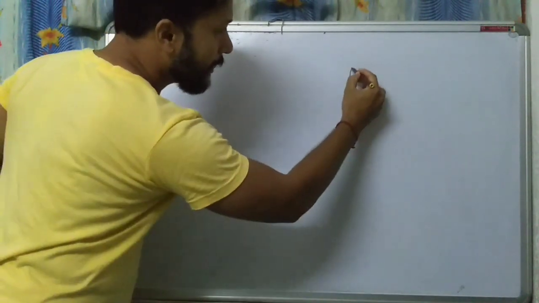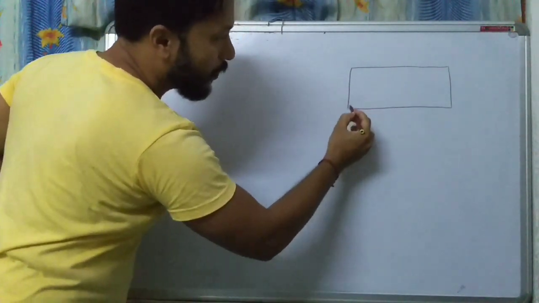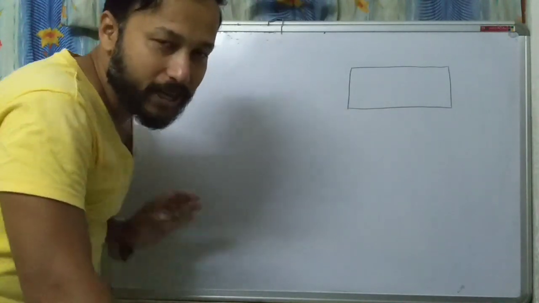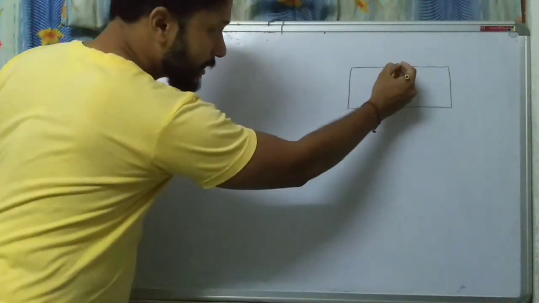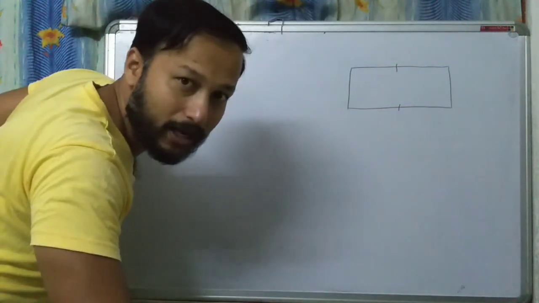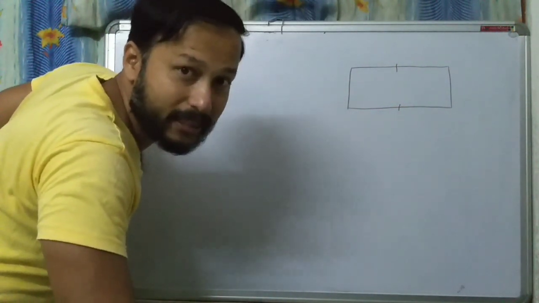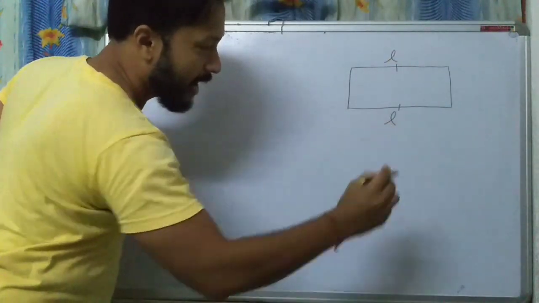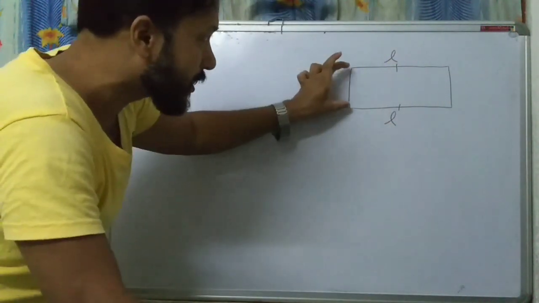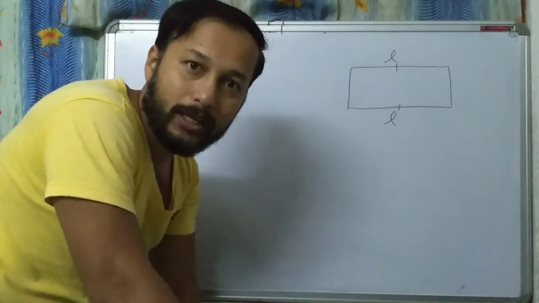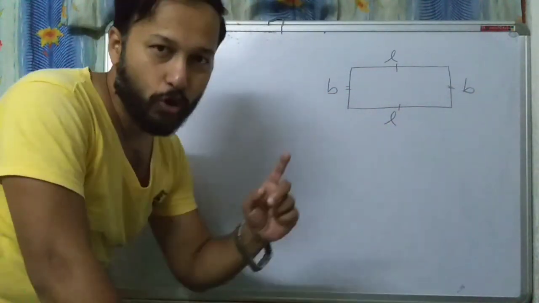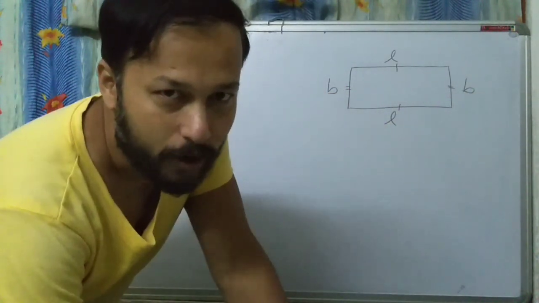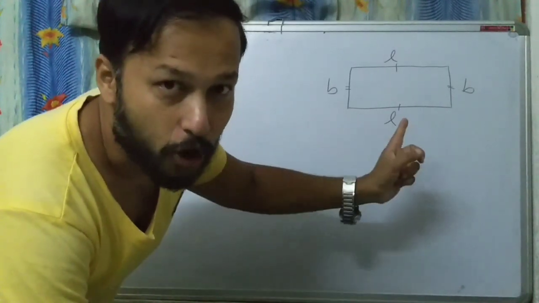We know this is called a rectangle, which has got four sides. First, second, third, fourth side. This side and this side are equal and these sides are called length. So this is a length, this is another length, and the shorter sides are also equal and they are called breadth. Length is the longer side and breadth is the shorter side.